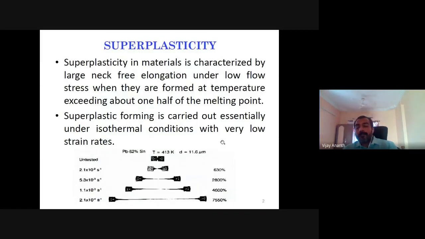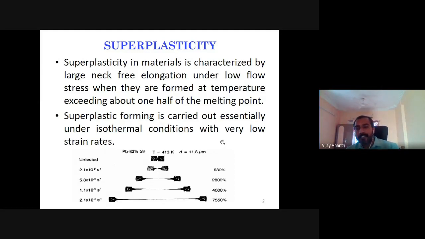Superplasticity is a long, neck-free elongation under low flow stresses. Normally, while doing a tensile test with a UT machine under normal conditions, the metal first makes a small neck in the gauge region. After that, it will break. We have seen this when testing components in the UT machine. For brittle materials, there is no neck formation because there is no plastic deformation, so they fail at once.